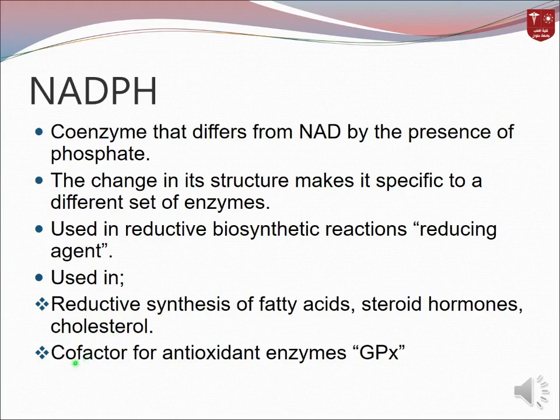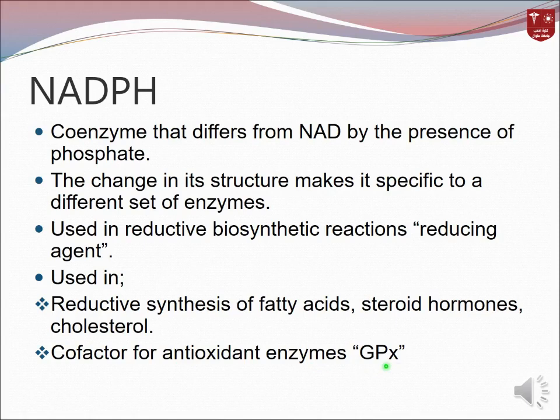It also acts as a cofactor for antioxidant enzymes like glutathione peroxidase. Of course, we are going to mention other functions for NADPH, but these are the main functions. It's used in reductive biosynthetic reactions, the anabolic reactions like synthesis of fatty acids, steroid hormones, and cholesterol. And it's an important antioxidant cofactor for enzymes like glutathione peroxidase.